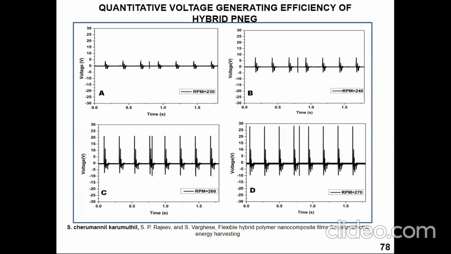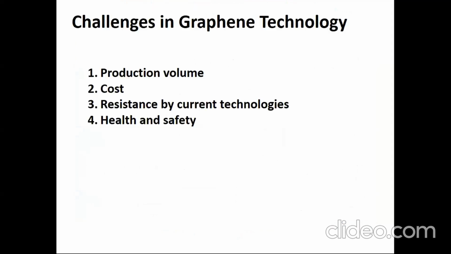Here I can see the RPM, rotations per minute, 230 to 240. Basically, we are applying more force, and you can see the voltage has risen to around 20 to 25 volt. So that is what we get from this type of study, right?